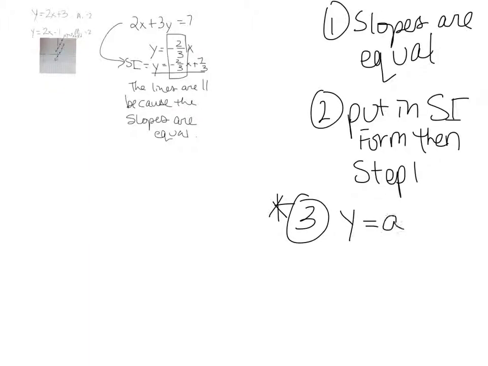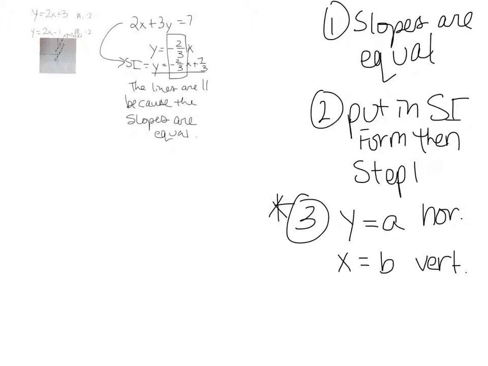Y equals A is a horizontal line. X equals B is a vertical line. And here's the special case. All horizontal lines are parallel. All vertical lines are parallel. But these do not have slopes that work. Well, horizontal lines have a slope of 0. Vertical lines, however, have a slope of no slope or undefined. So when I treat them that way, I've got all my horizontal lines, they're parallel. I've got all my vertical lines, they are parallel to each other.